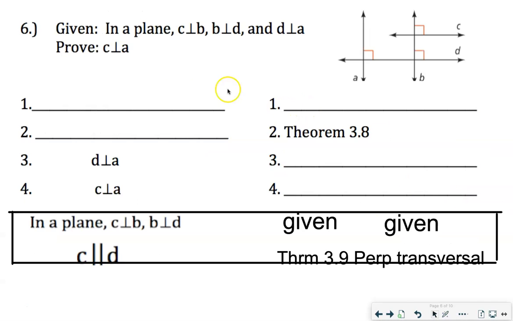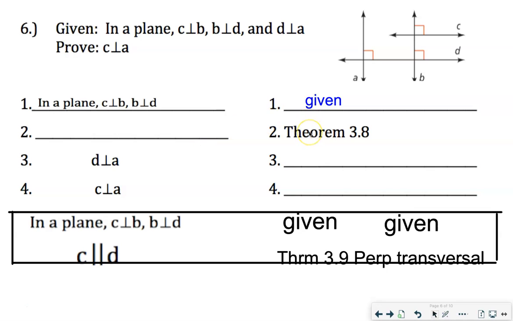Number 6, here's the automatics. What's given? Oh, I guess maybe I don't have the given typed in. There it is. Given typed in. So in a plane, C is perpendicular to B, so there's my right angle. B is perpendicular to D. What I want to prove is if I make this line longer, that C would also be perpendicular to A.